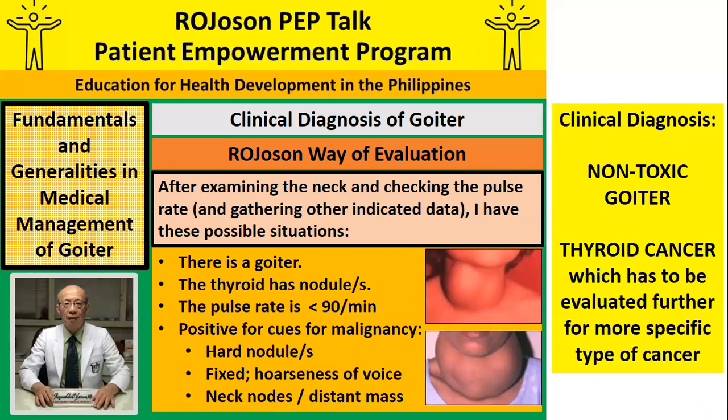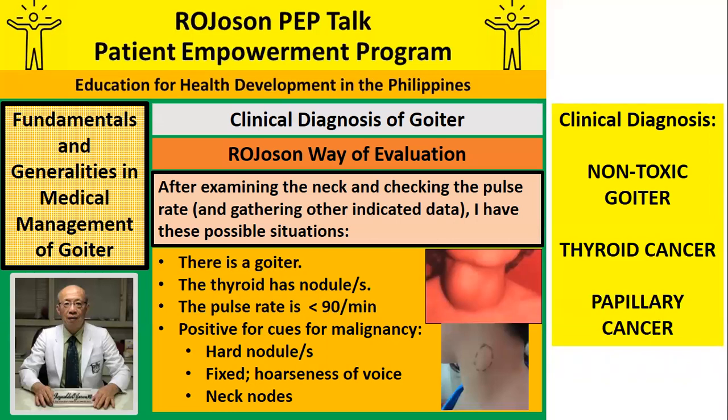There is a goiter. There are nodules. Pulse rate is less than 90 per minute. There are positive cues for malignancy like hard nodules, fixed nodules, hoarseness of voice, neck nodes, and or distant mass. So clinical diagnosis is non-toxic goiter, more specific, thyroid cancer, but which has to be evaluated further for a more specific type of cancer.